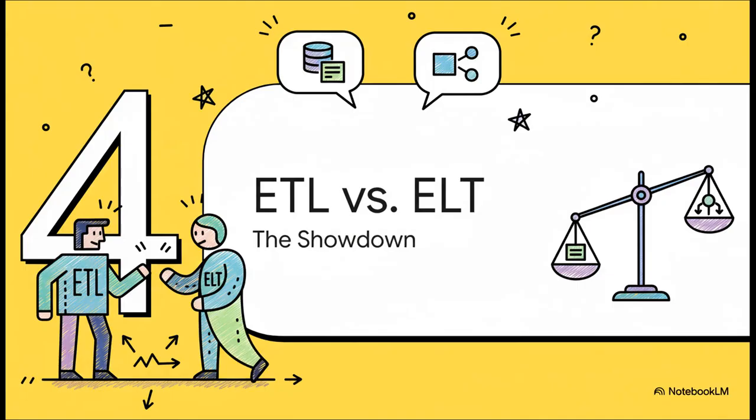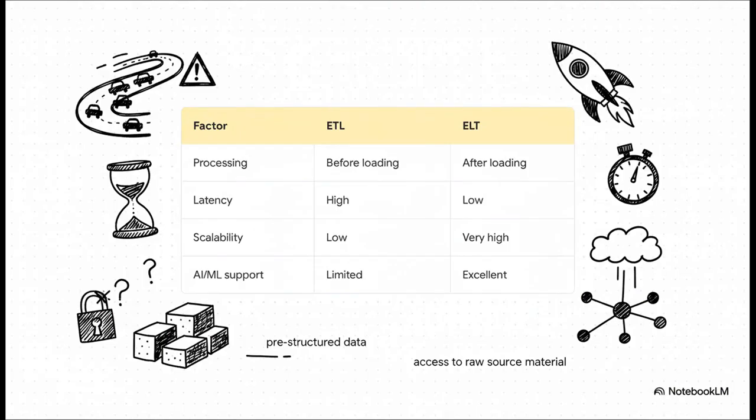Okay, so we've met the two contenders. Let's put them side by side and really see how they stack up in a direct showdown. This table really lays it all out. The key trade-off you can see is speed versus structure. Look at latency, the delay in getting your data. With ETL, it's high. With ELT, it's low. That's the difference between getting a report tomorrow morning and getting a fraud alert right now.